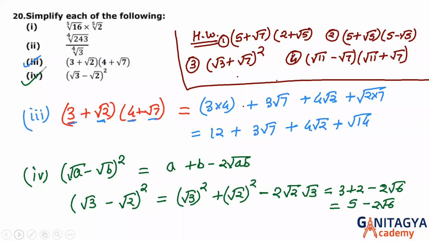Okay, so these four are the homework questions. First one is (√5 + √7)(2 + √5). Second one is (5 + √5)(5 − √5). Third one is (√3 + √7)². Then (√11 − √7)(√11 + √7). Yes sir, okay, done.